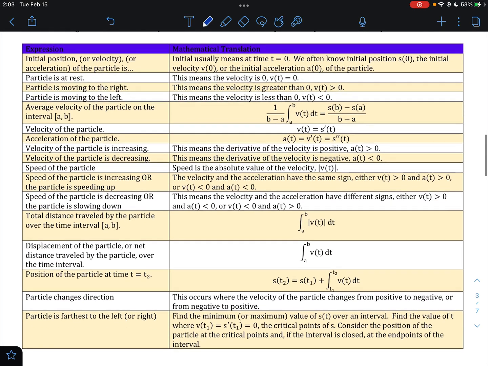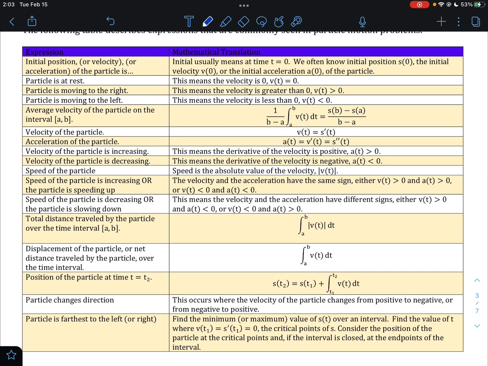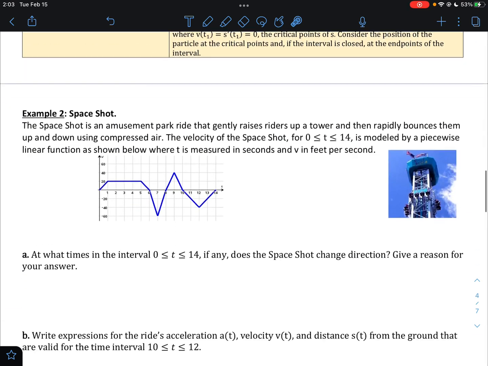So next slide, this is just a table. I strongly encourage you to look this table over, study it, read it, make sure you understand whatever it means. This side would be what you'll see in a problem, and this side is what you should be thinking when you see that. But we're going to move on here to the next problem.